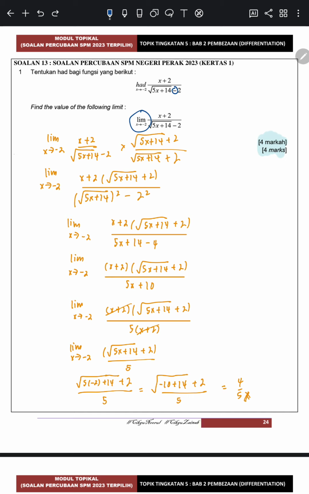No need to change it to 5x minus 14. No, because it's inside the square root. If it's just out of the square root or there's no square root, then you have to change lah. So you just have to change the minus with plus. That's it. So you times. So here the down one, you have to times the square root, and this is the same number, it's not different. So when you find like that, it's like this: a minus b times a plus b.